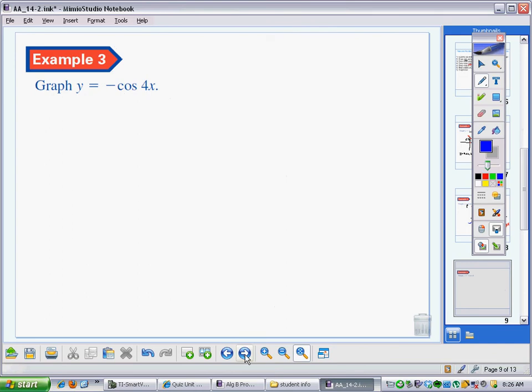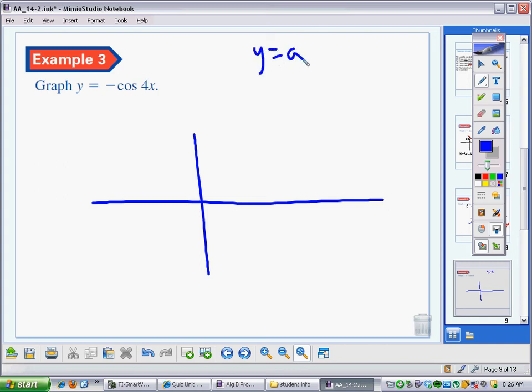Negative cosine of 4x. Kind of a simpler one. Except for the negative, they're adding 1 more piece of difficulty. Draw my graph. Ready to go. Just for fun, y equals a cosine of b parentheses x minus h plus k. So let's start with cosine or sine. Cosine starts up high. In this case, it's negative. Be careful. That'll come into play later.